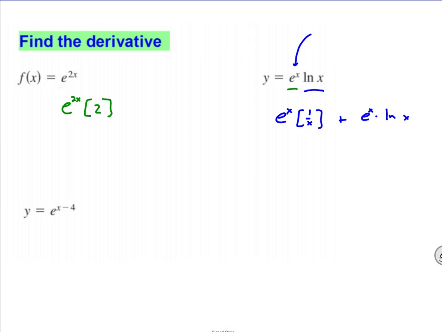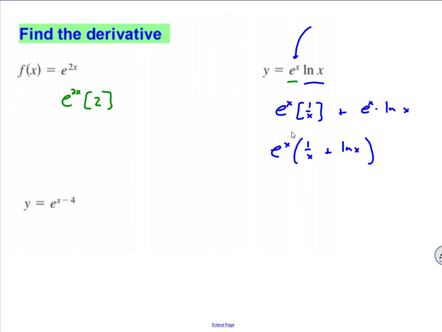Any questions on that? Now, what I require is to factor out that e to the x. 1 over x plus ln x. I don't know that other teachers do that. That's just when I have a common factor, I like you to factor it out, a common exponential factor.